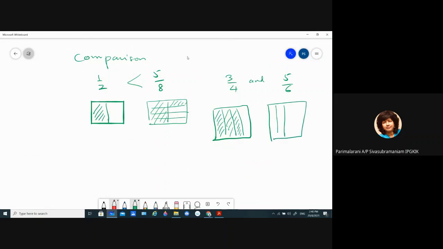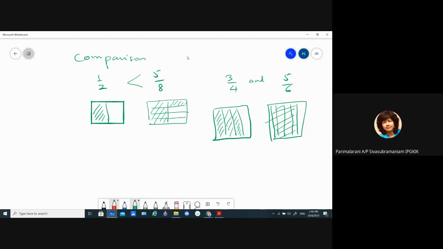So 1, 2, 3, 4, 1, 2, 3, 4, 5, and 6. Okay, my drawing's not very good. So 5/6. So I'm going to shade 5 parts. But you see the part that we shaded, they are very close together. So it's difficult for us to compare.